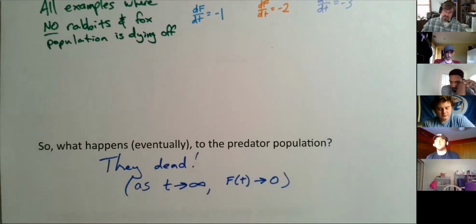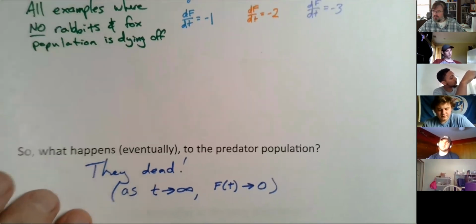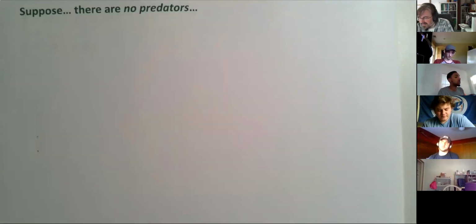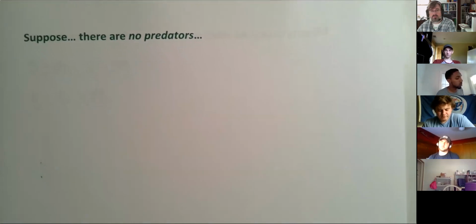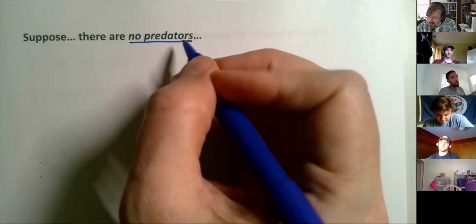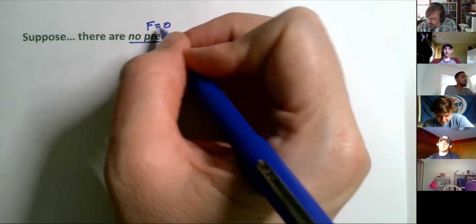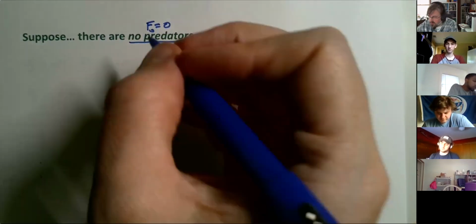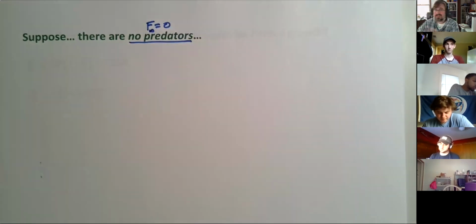So guess what we're going to take a look at next? Since we've looked at this axis, we're going to take a look in the other direction, the other axis. And we'll do this relatively quickly because I think you're getting the idea. So on this next page, we're going to suppose, for starters, that there's no predators. And that means f equals 0. Our initial fox population is equal to 0, and that means it doesn't change. Fox population stays at 0 forever and ever. So it's only rabbits.